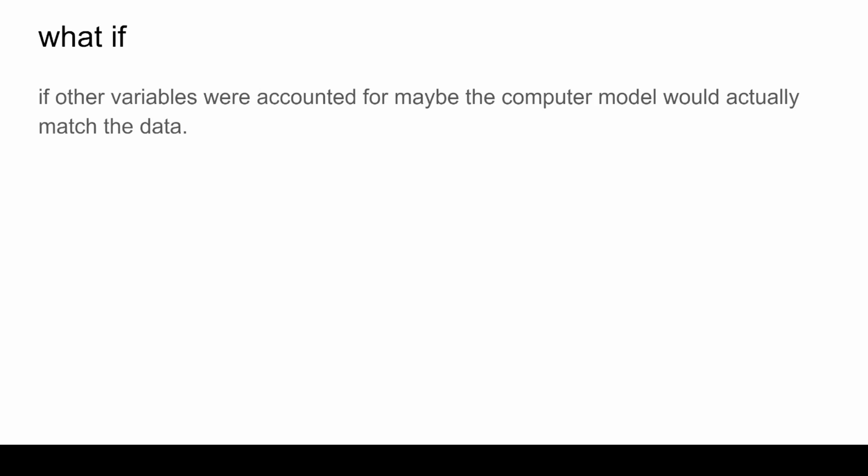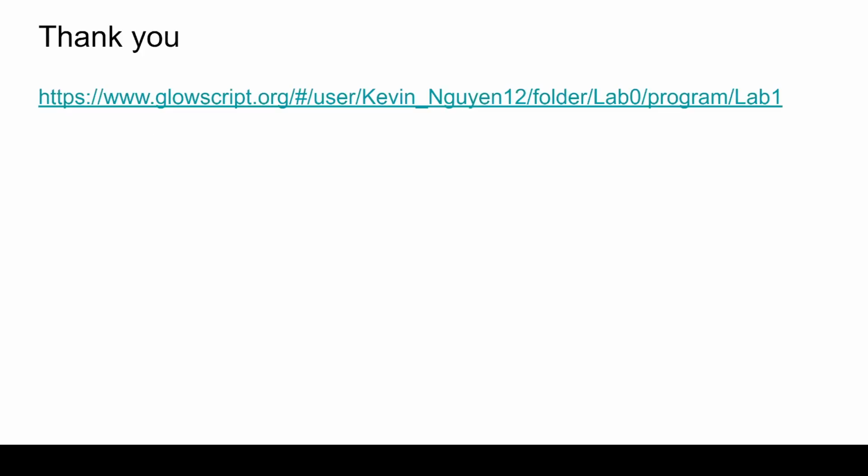What if other variables were accounted for? Maybe the computer model would actually match the data more. If the coordinate systems are matched, the graph would just go down, because it's going negative, so negative position over time. But if other factors were added in, maybe a little friction here or there, maybe we get a taper, and it actually looks like the graph.